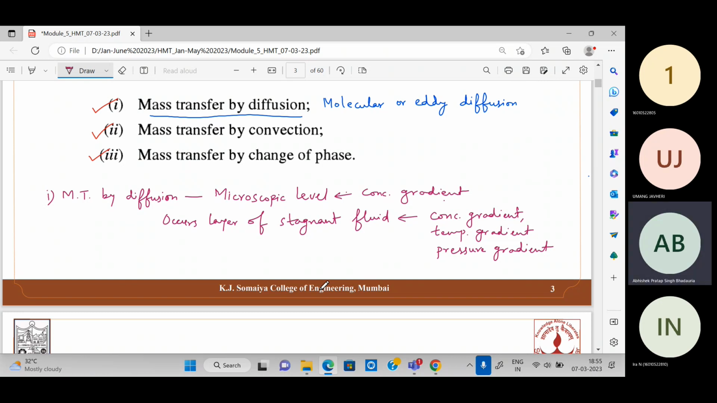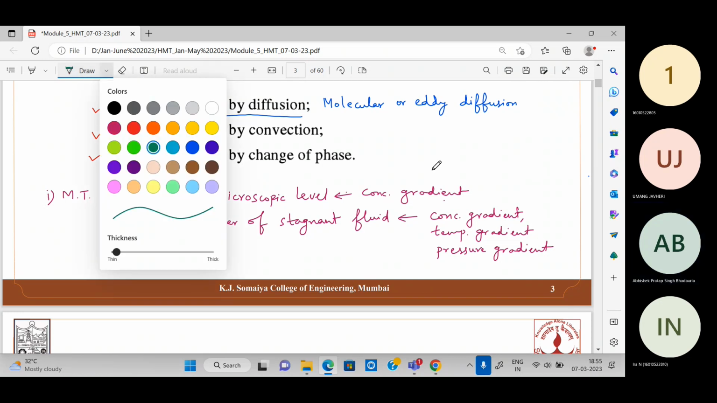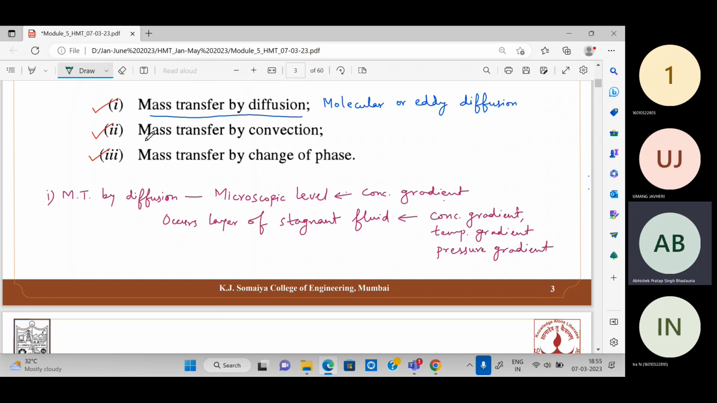Now let's come to the second mode of mass transfer, that is mass transfer by convection. So what is mass transfer by convection? Mass transfer between a surface and a moving fluid, or between two immiscible moving fluids, is referred to as convective mass transfer. This is as per the general definition of convection.